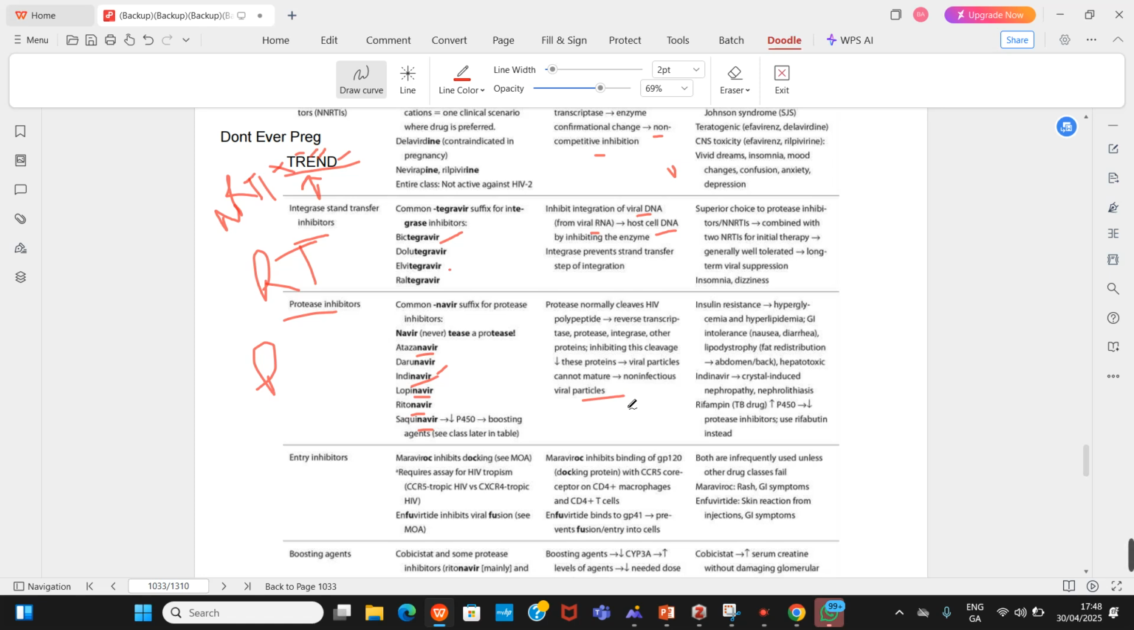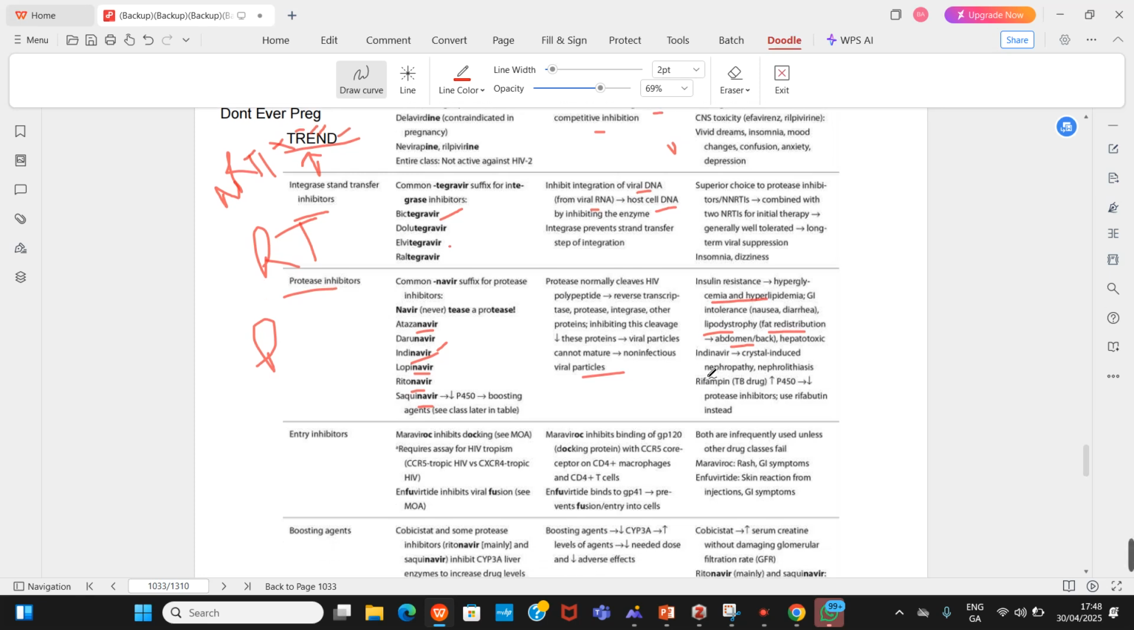So what do they cause? They cause insulin resistance. That means there's going to be hyperlipidemia and hyperglycemia. It's as simple as that. They can cause lipodystrophy too, so you just see fat distributing to the neck and the abdomen. And something peculiar to indinavir is that it can cause crystal-induced nephropathy.